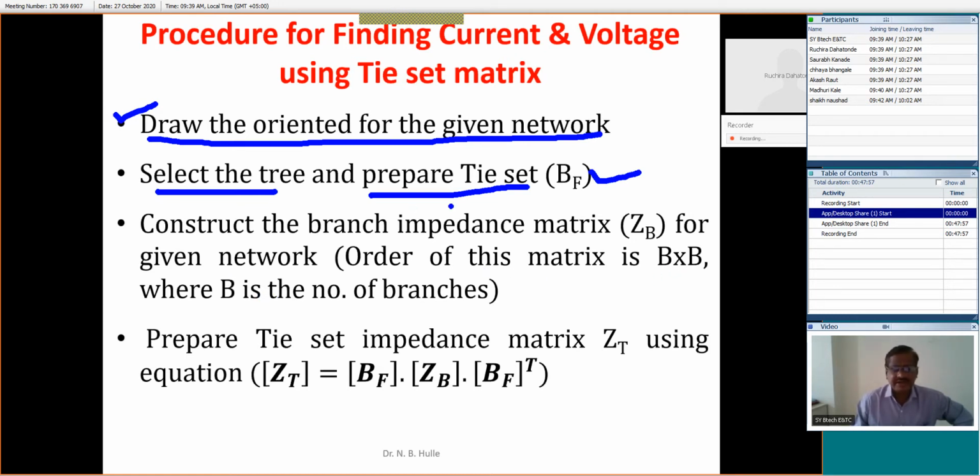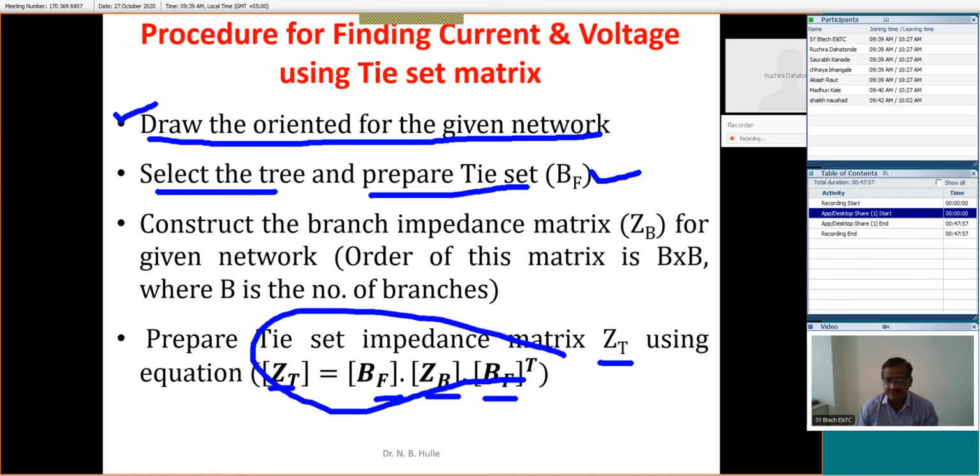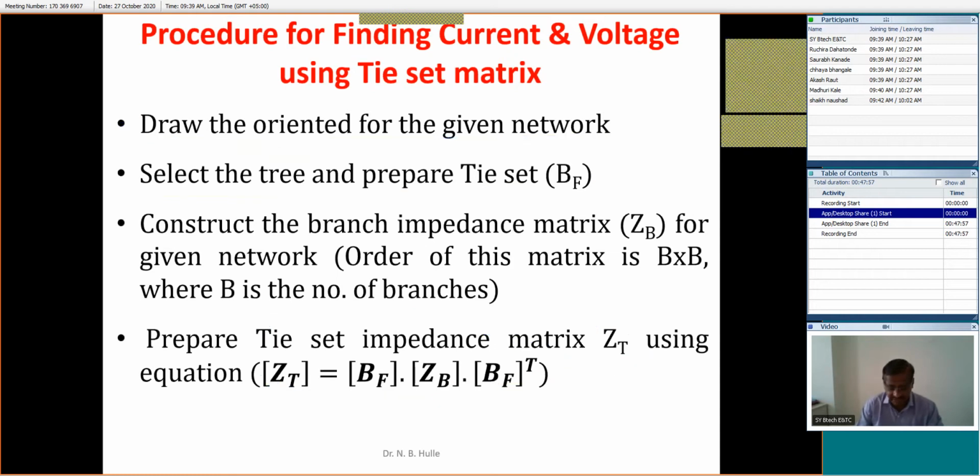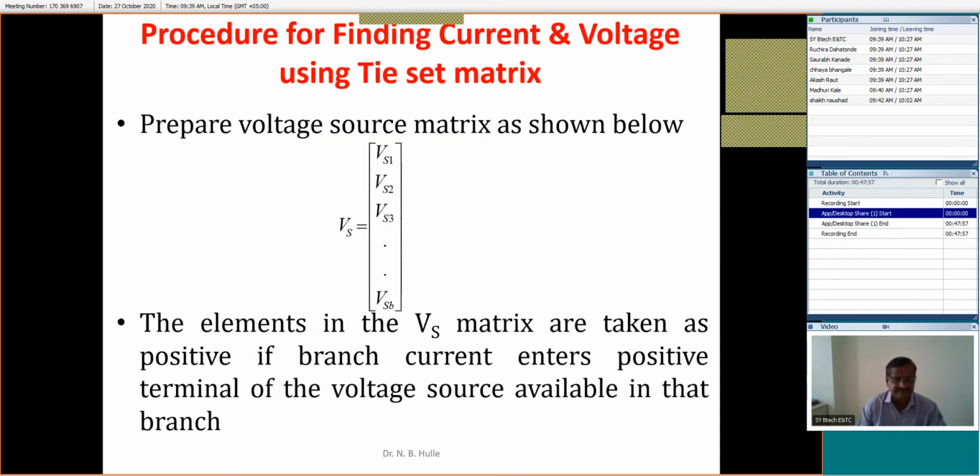First we will select the tree, we will prepare the tie-set, and we will prepare the tie-set matrix. Then we will prepare the ZB, that is the branch impedance matrix, and then we will prepare the tie-set impedance matrix ZT using the relation. Because already I have discussed, ZT is nothing but BF into ZB into BF transpose. Using this equation, we find the value of ZT. And if the value of ZT is known, we will find out the IS or VS.